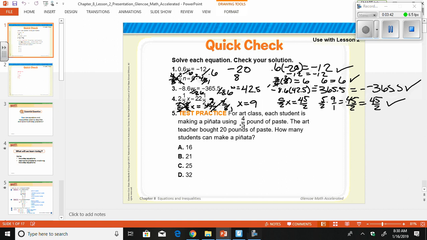For art class, each student is making a pinata using 4/5 of a pound of paste. The art teacher bought 20 pounds of paste. How many students can make a pinata? So 4/5 of is multiplication. Paste we're going to put in as x. The art teacher bought 20 pounds of paste. So we're going to take 4/5 times 20. That equals 16 students, or A.